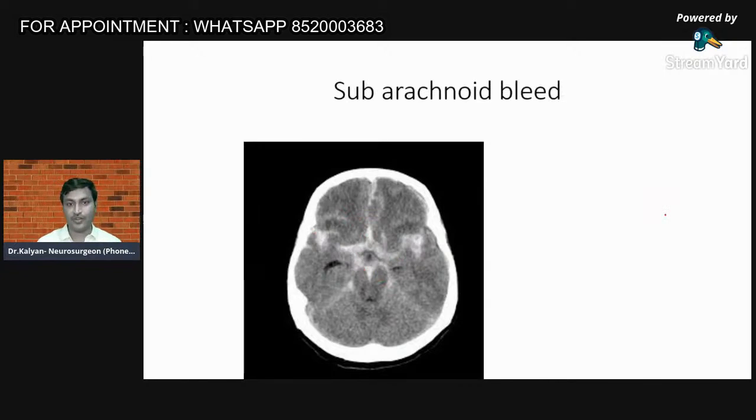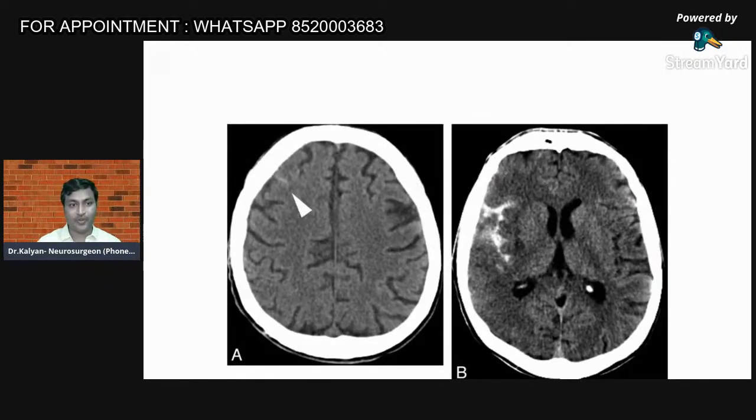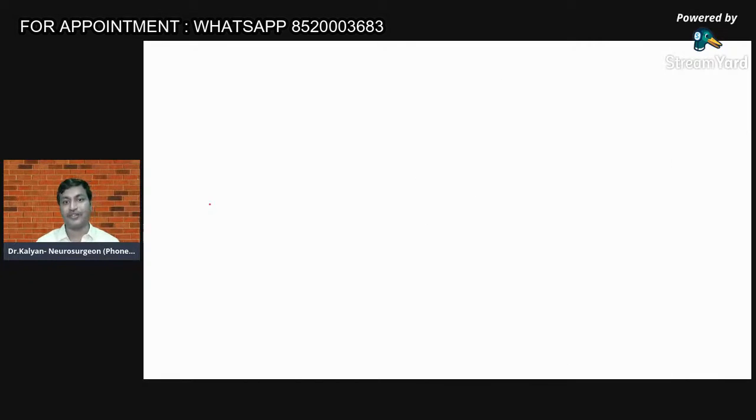Okay. So next one I'm seeing. So what is this? So what is the answer for this? Again, the blood is located in the sulci. So the answer for this also is subarachnoid bleed.